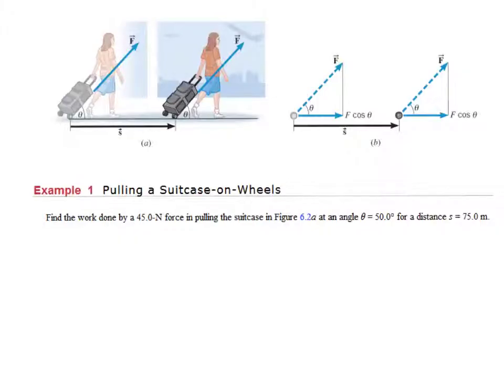So in this particular example, there's a woman applying a force to a suitcase, one of these suitcases on wheels. The suitcase is traveling through a distance, but the force that she's applying isn't in this direction. The force she's applying is at an angle. So the work done by a 45 Newton force pulling on this suitcase at an angle of 50 degrees for a distance of 75 meters. We're going to apply the equation that we saw on the last slide, that work equals force times distance times the cosine of the angle.